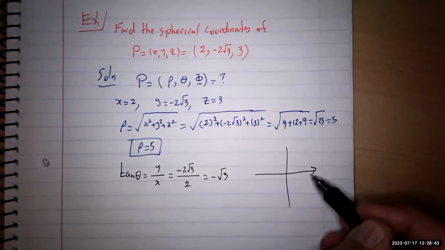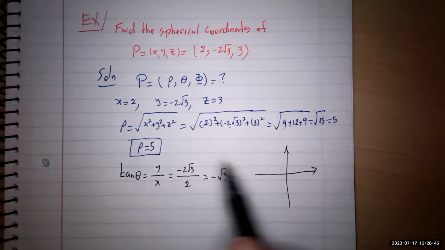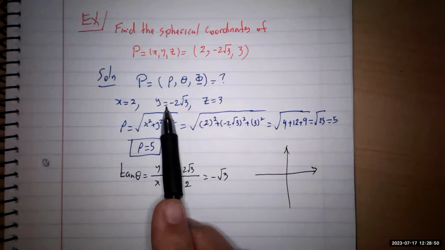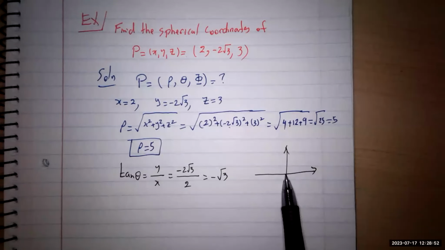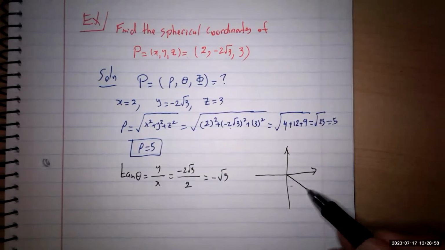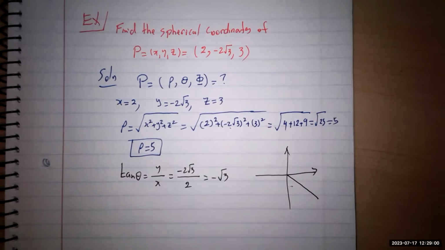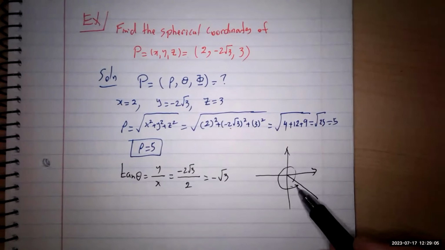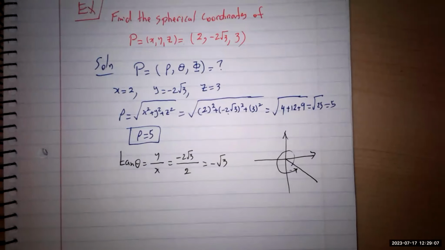So where is theta? X is positive and y is negative, so x positive, y negative, you are here. So this is what you are going to pick. The angle that you have to pick is this one, to get the radical 3.